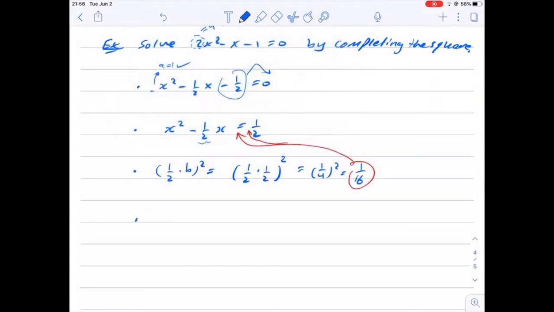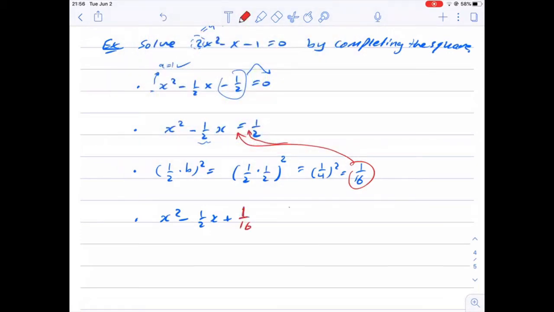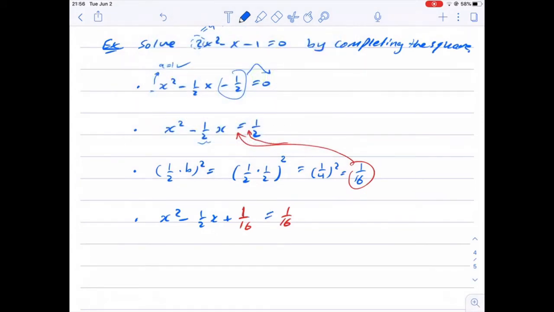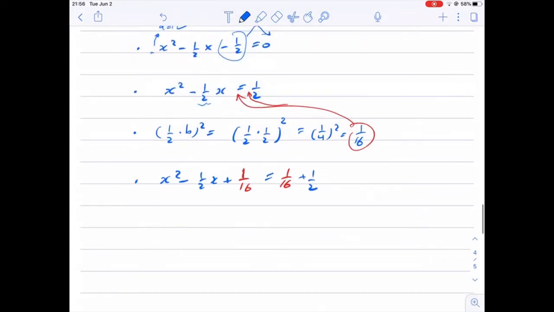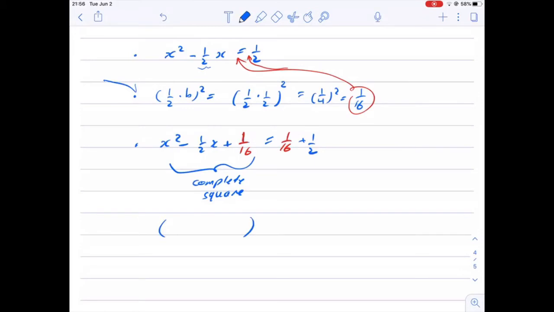So the equation becomes x squared minus 1/2 x plus 1 over 16 equals 1 over 16 plus 1/2. Now this is a complete square. The left hand side now is a complete square because of this step. By complete square we mean that we can bring the square from here to here.